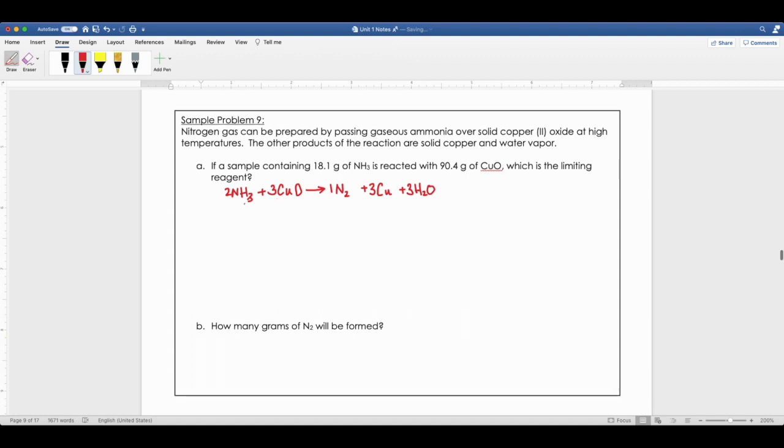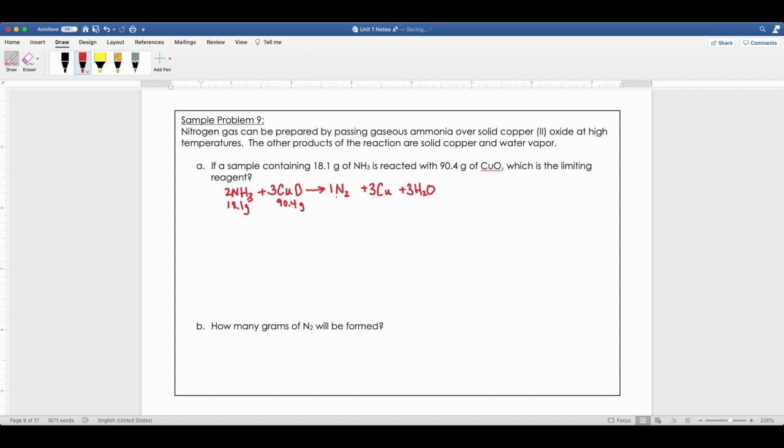So now that I have that, I like to just write down underneath it how much of each I have. So I have 18.1 grams of ammonia, and I have 90.4 grams of copper(II) oxide. Question is asking which is the limiting reagent. However, I usually like to read ahead a little bit just to see if there's a particular product that I need to determine the mass in grams for. And actually, if I look at B, B is asking how many grams of nitrogen will be formed.